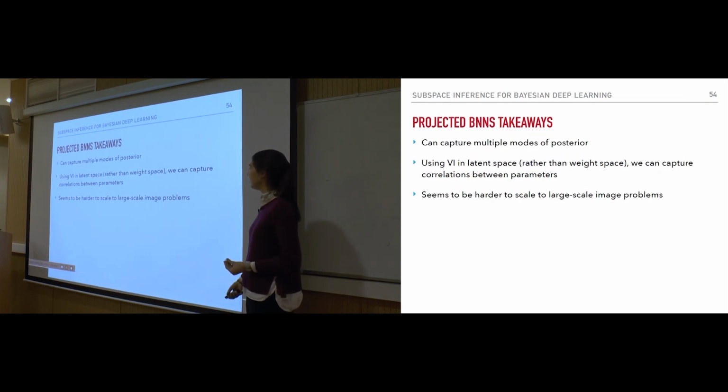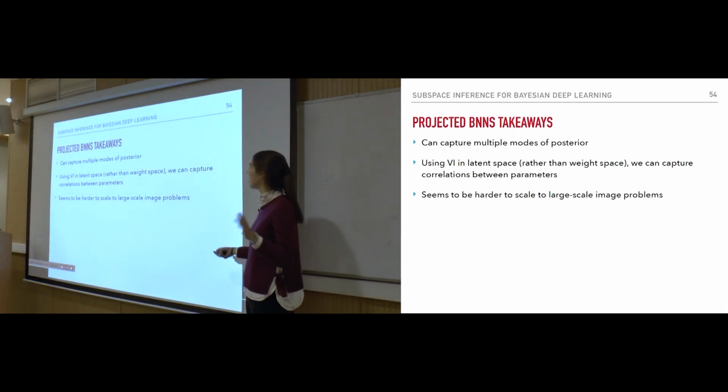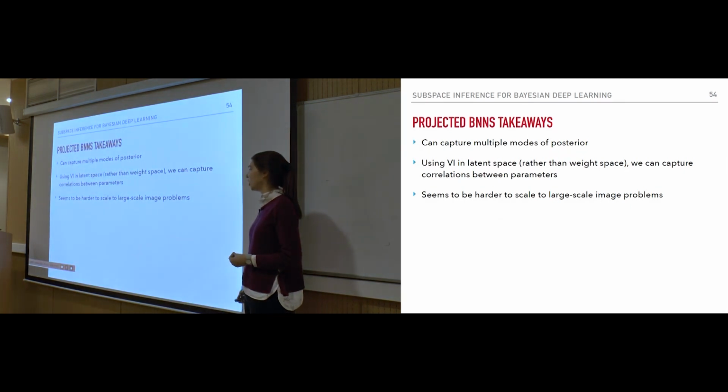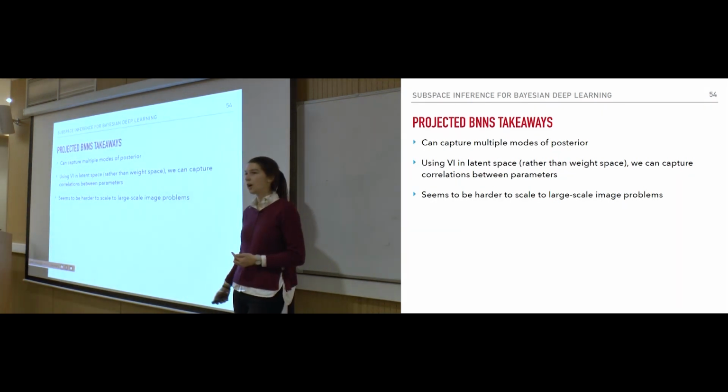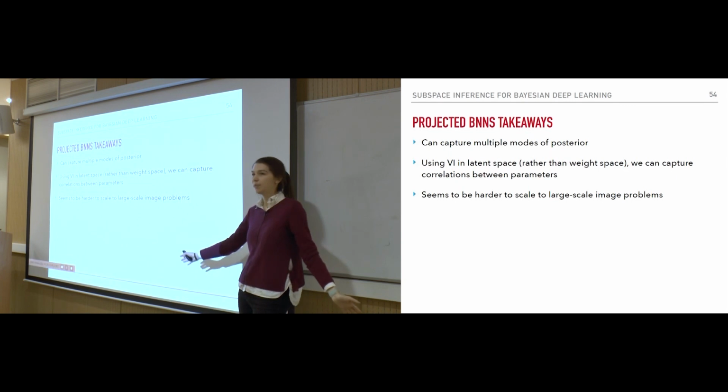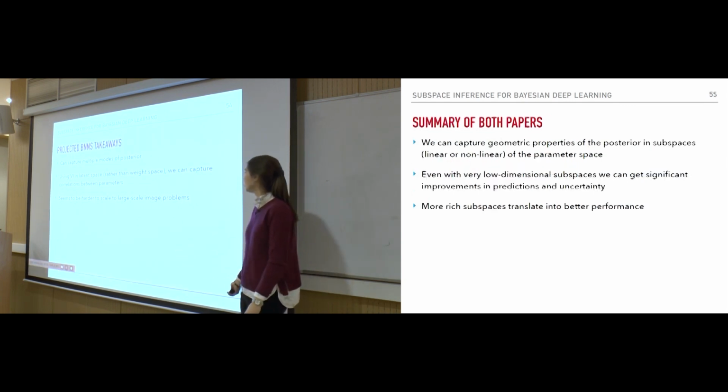and that by using VI in the latent space rather than in the full dimensional weight space, they can capture some nonlinear correlations in the weights. But among their disadvantages, it seems to be harder to scale to large problems and large architectures, because we would need to learn this autoencoder mapping from a very high, million dimensional space into some lower dimensional space.